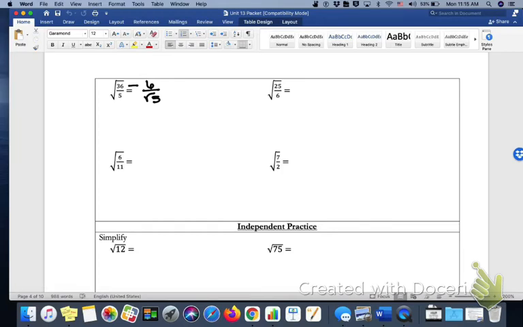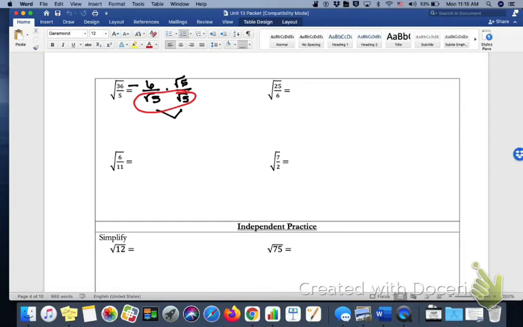Now, if you look back at your notes, it says if there's a radical left in the bottom, you must rationalize it by multiplying the numerator and the denominator by whatever is in the denominator. So we're going to take the square root of 5 and multiply the numerator and the denominator by it. When we multiply fractions, you just multiply your numerators together and multiply your denominators together.